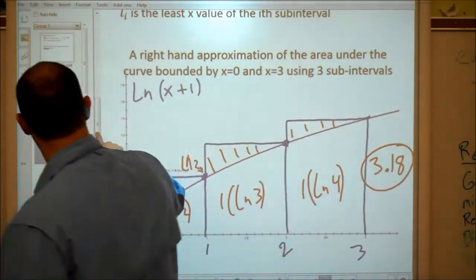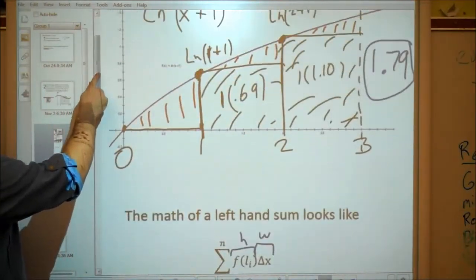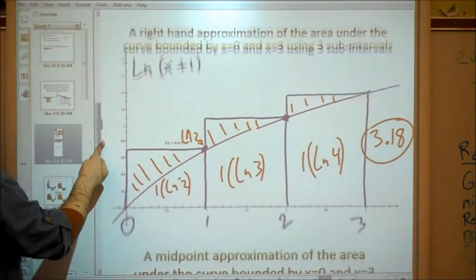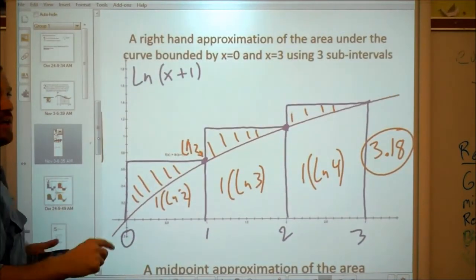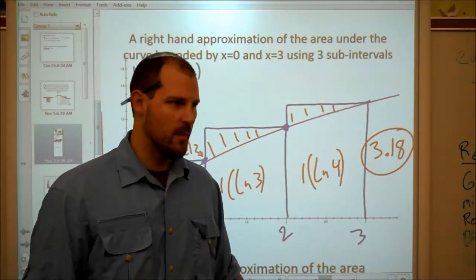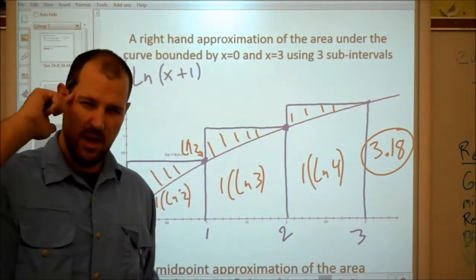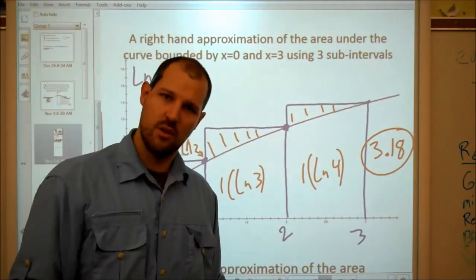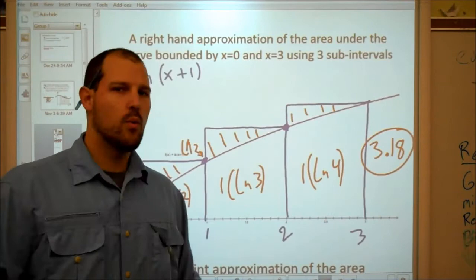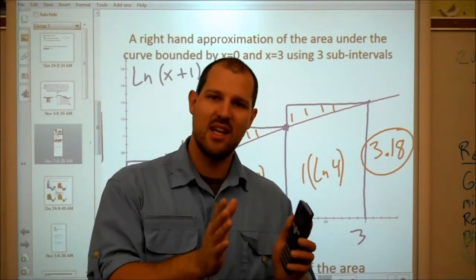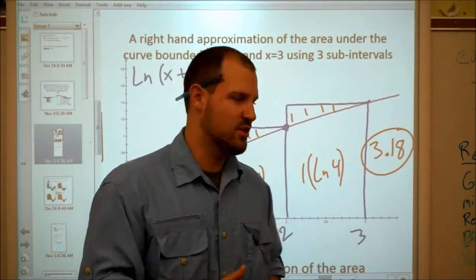Well, already, we found a left-hand approximation, which turned out to be too small, 1.79. We found a right-hand approximation, 3.18. So what we know is that the truth lies somewhere in the middle. Maybe it's 2.5 or something like that. I'm just kind of doing mental math, figuring out where the middle of those two would be. Now, we're not just going to average them, because it's not necessarily true that it's just the average of those.